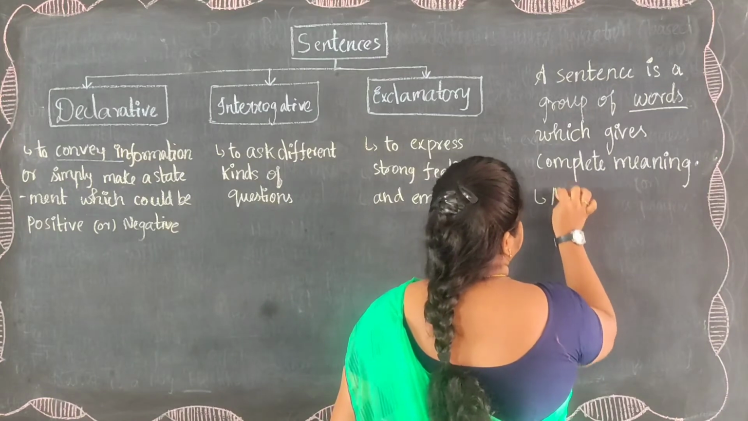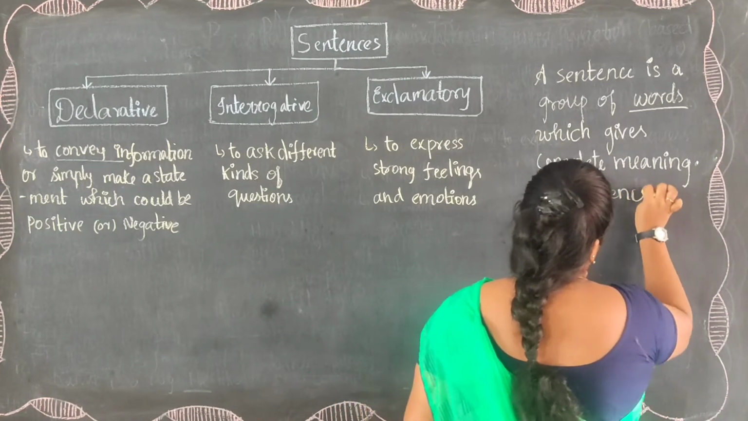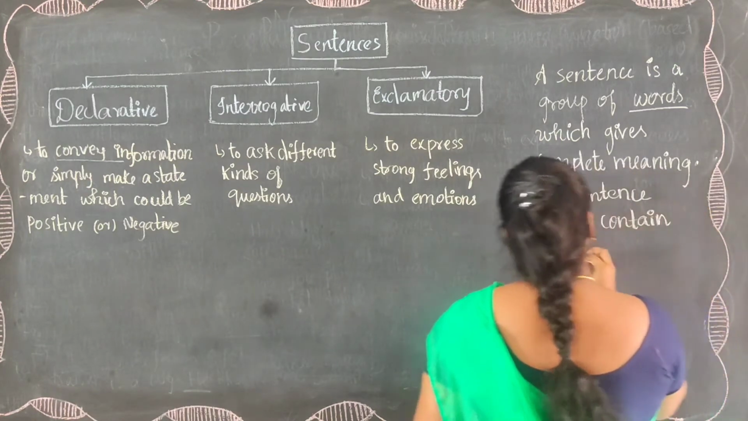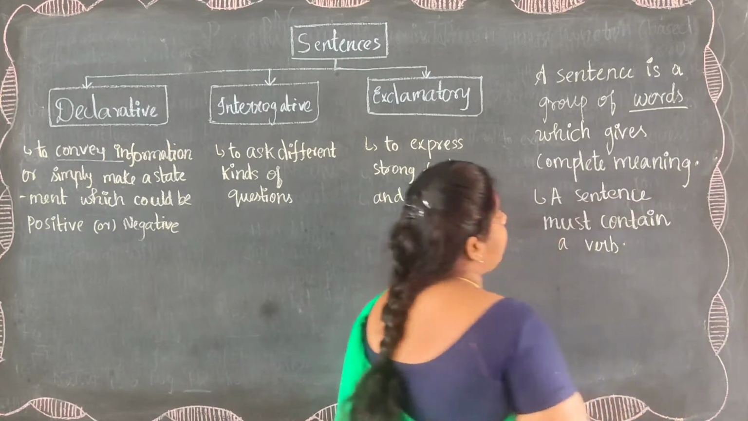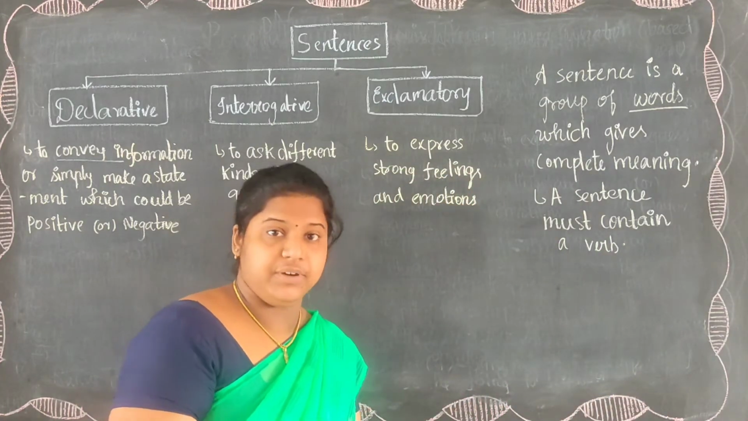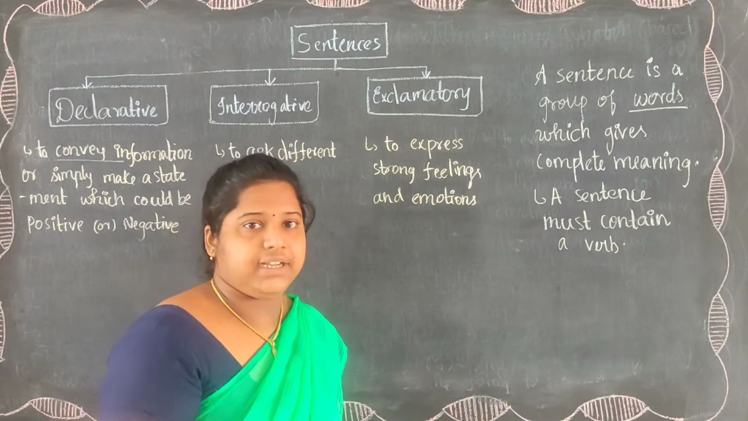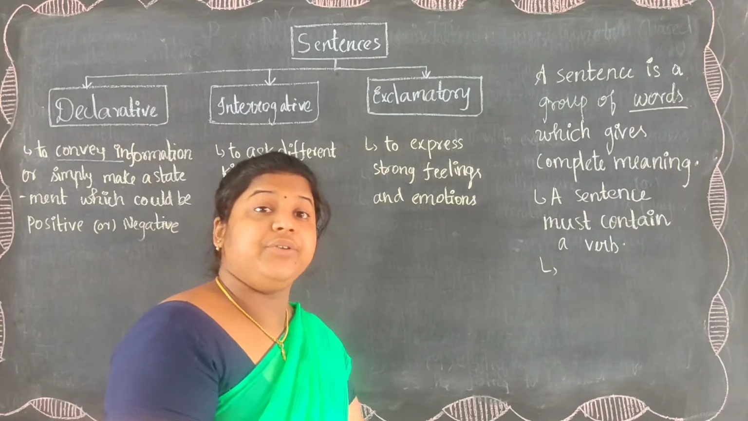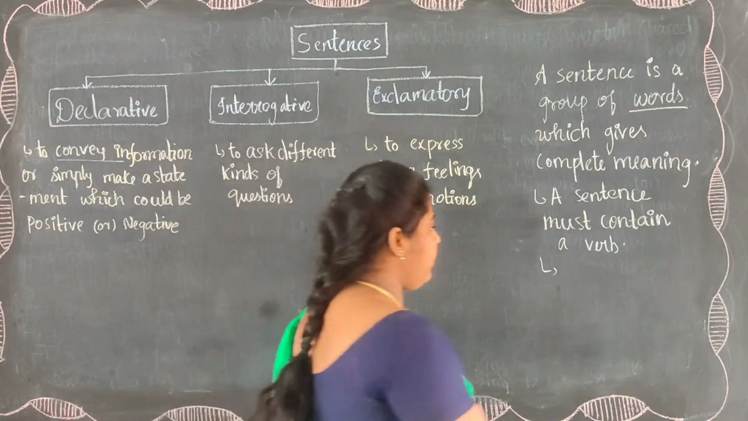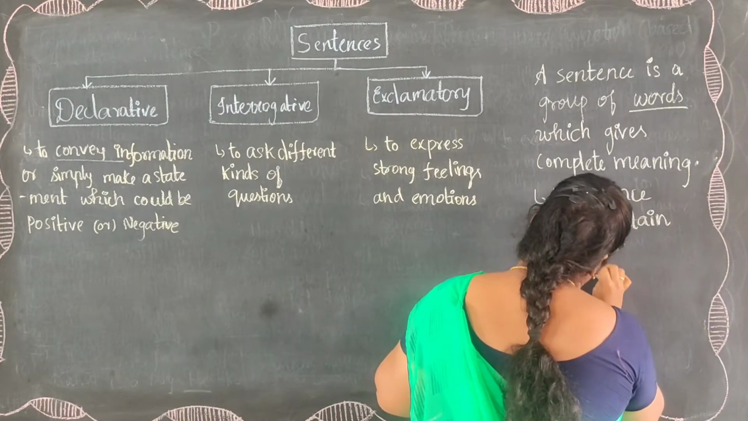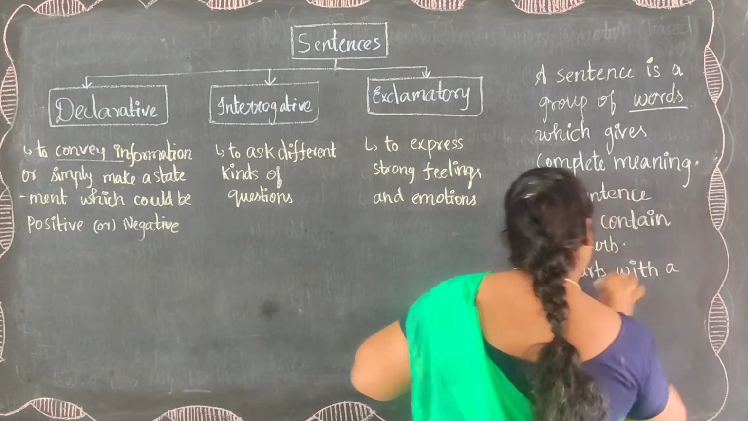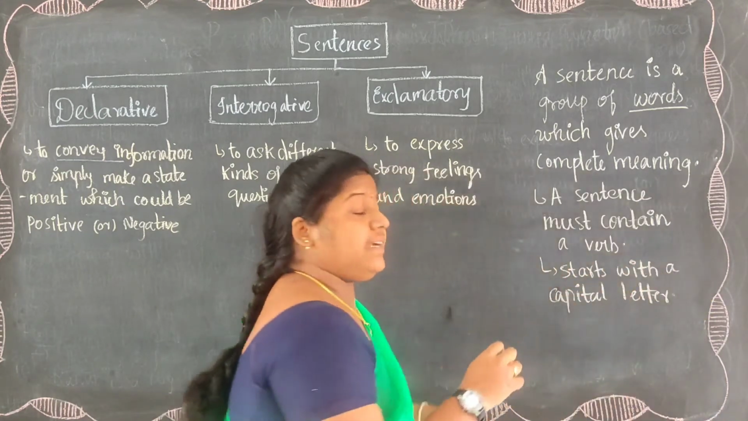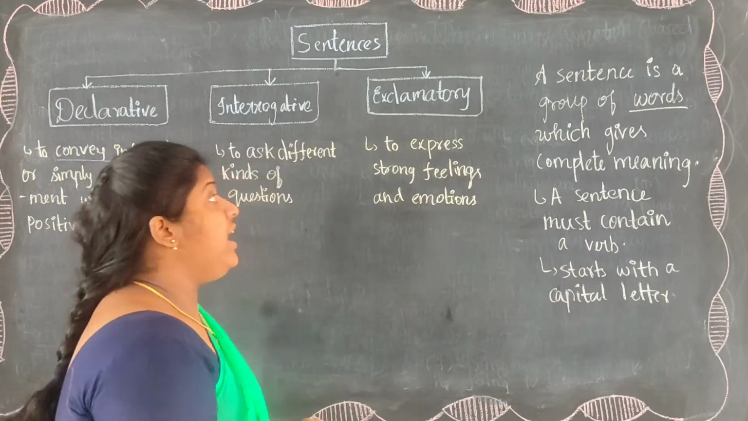See that, a sentence must contain a verb. Okay, if there is no verb, it is not a sentence. It must contain a verb, and then a sentence always starts with a capital letter. Every sentence, whether it is exclamatory, declarative, interrogative or optative, starts with a capital letter. A sentence must start with a capital letter and end with a full stop if it is a declarative sentence.